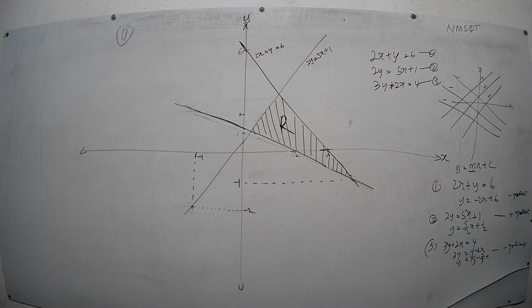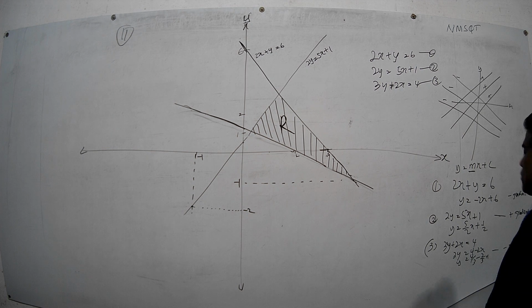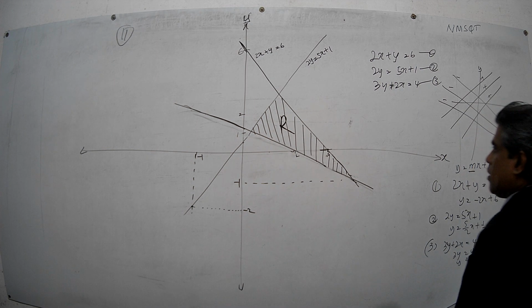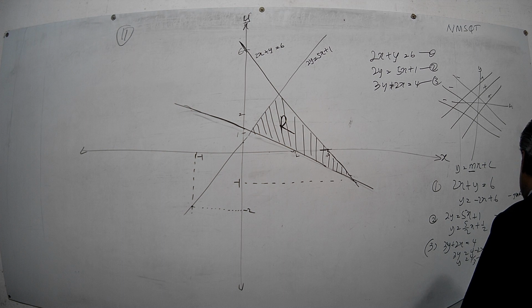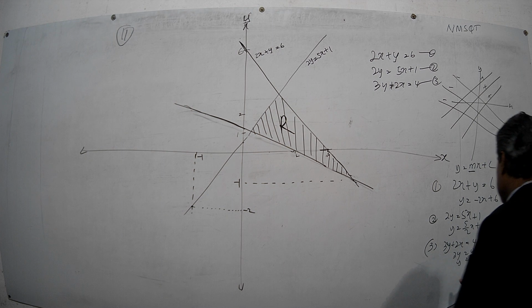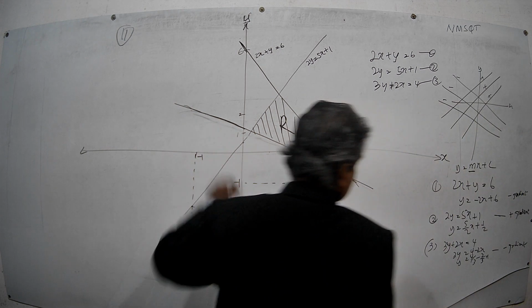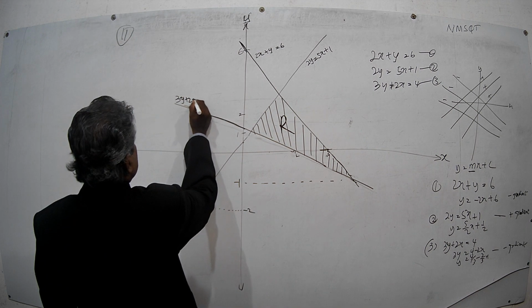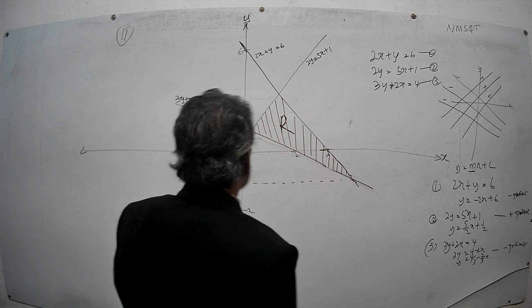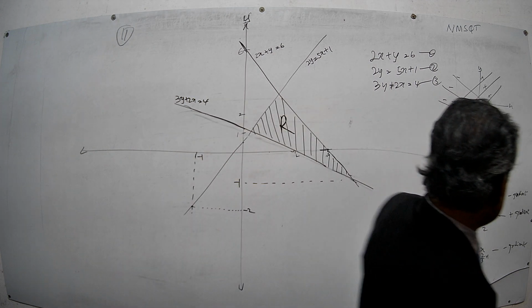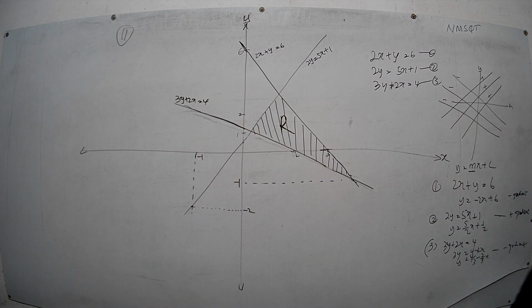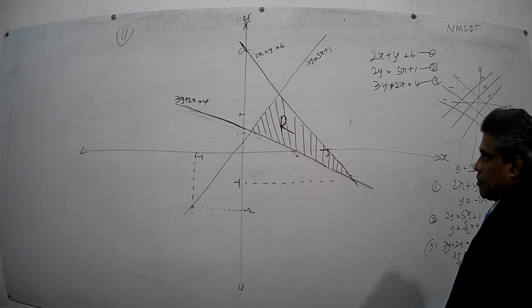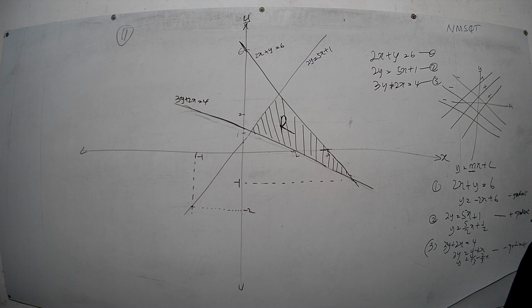One has been found. The other equation left is the third one, which is applicable to the other negative gradient line left. That is 3y plus 2x equals 4. Right. Now we have attributed the equations to lines.